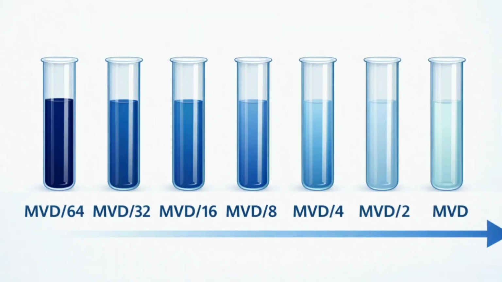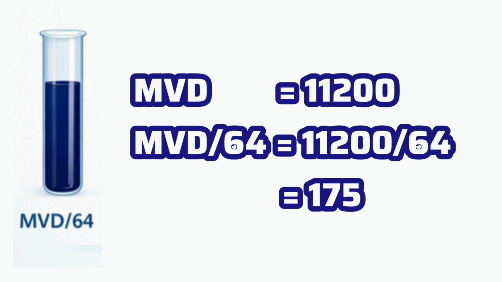In the bacterial endotoxin test, this NID is determined by a two-fold dilution test, like MVD by 64, MVD by 32, MVD by 16, MVD by 8, MVD by 4, MVD by 2, and MVD. MVD by 64 means MVD 11,200 divided by 64, which is equal to 175. The product needs to be diluted 175 times with the help of endotoxin free water. That is one sample tube.